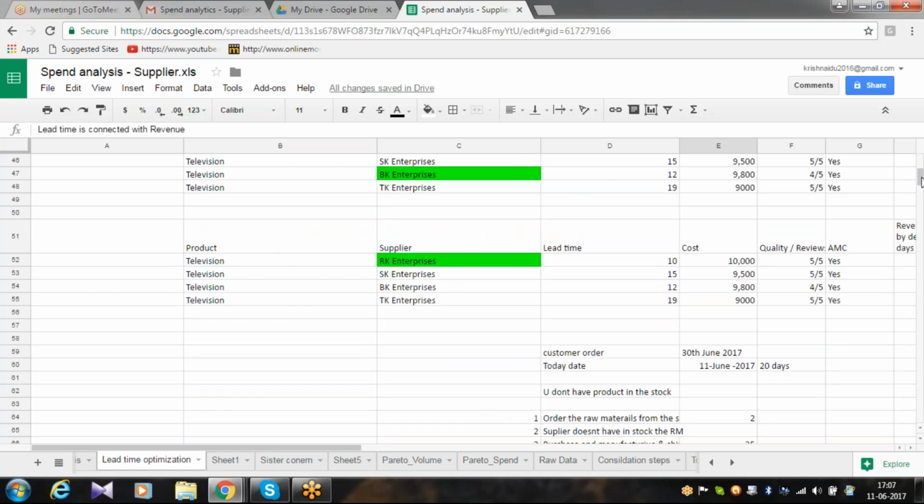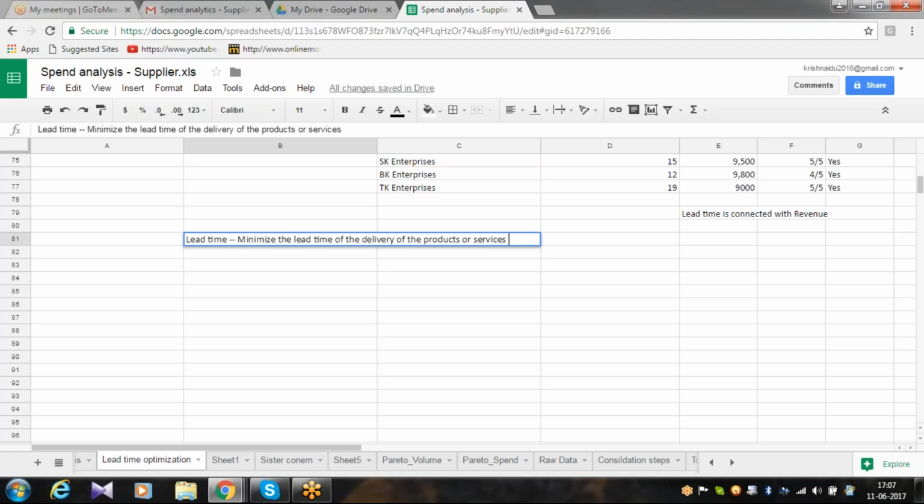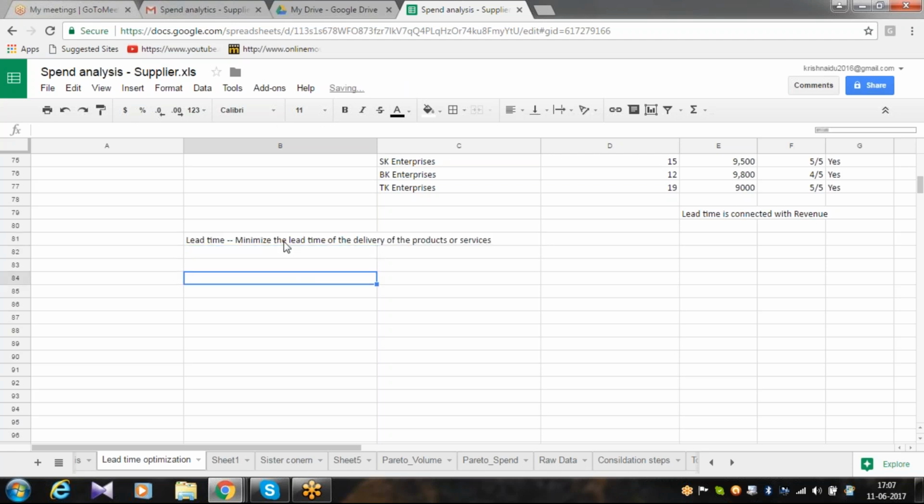Okay. So lead time optimization. What is called lead time optimization? Reducing the delivery time. Yes. So we need to minimize the lead time of the delivery of the products or services. Okay. So any doubts here, Prashant, Poonam?